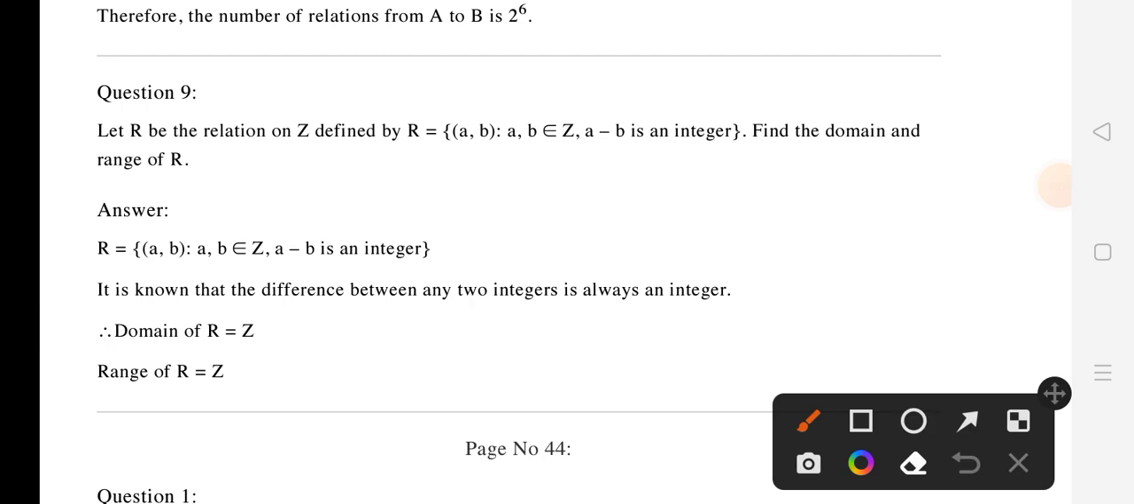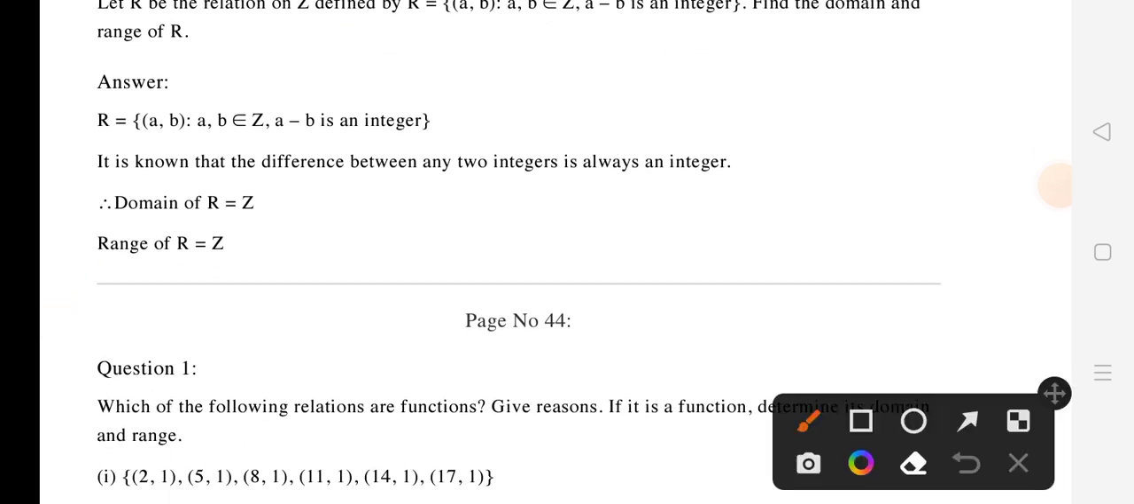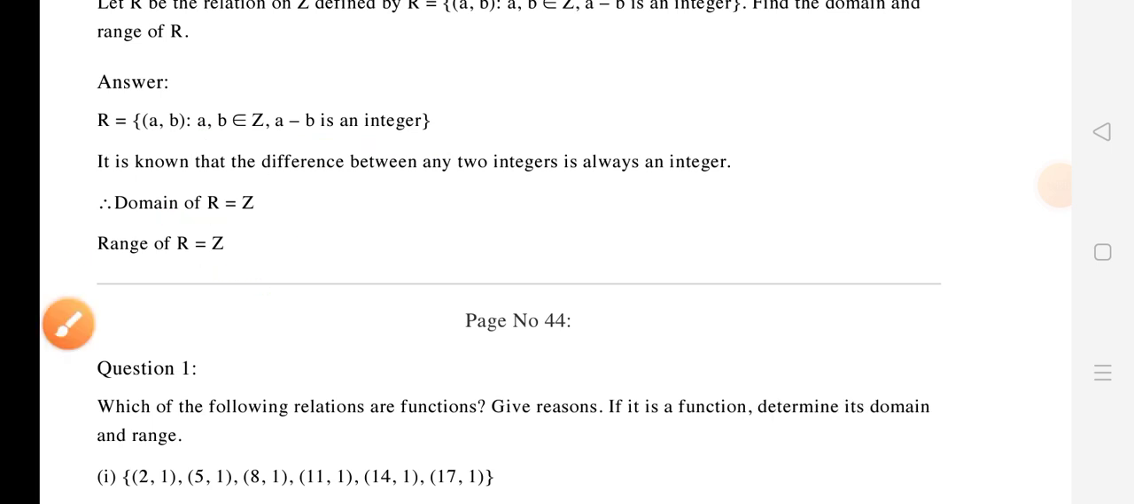Next question: let R be the relation on Z defined as ordered pairs (a, b), where a, b belong to Z and a minus b is an integer. You have to write the domain and range of R. It is known that the difference between any two integers is always an integer. So the domain of R is equal to Z, and the range of R is equal to the integers.